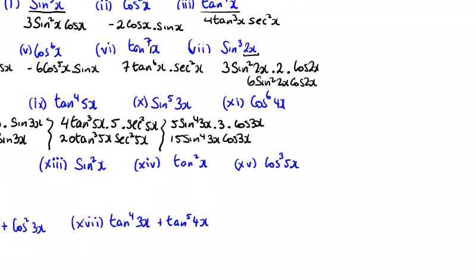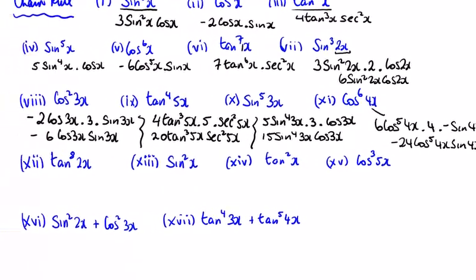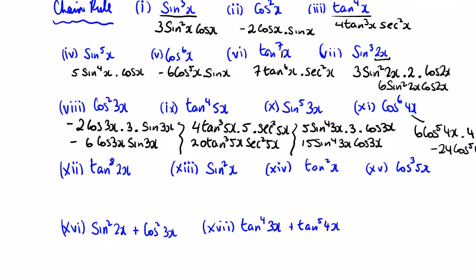Just move across for this one. We're going to get 6 cos to the power of 5, 4x times 4, and cos 4x goes to minus sine 4x. So we're going to have minus 24 cos to the power of 5, 4x sine 4x. And moving back across. No, actually, it's an 8. I thought it was an 8. So 8 tan to the power of 7, 2x. You get the drift at this point, times 2, and tan 2x goes to sec squared 2x. So we're going to get 16 tan to the power of 7, 2x, sec squared 2x.